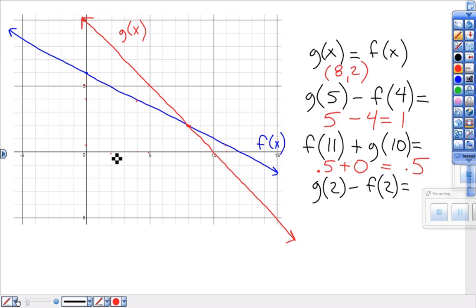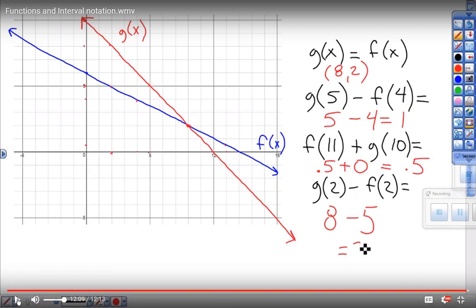And then the last one, find g of 2, find f of 2. So go over 2 on the x-axis, see what it is for y. Do for both g and f. Stop it right there. Let's go back to that right there. And that equals 3. All right, hopefully you got a chance to write those down.